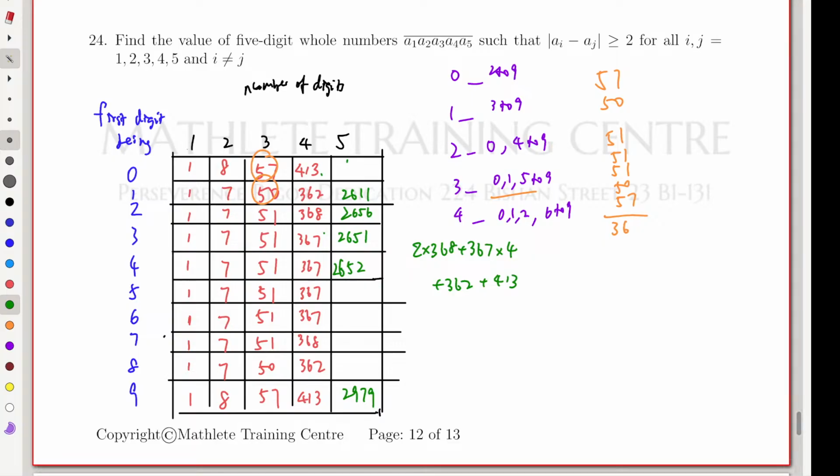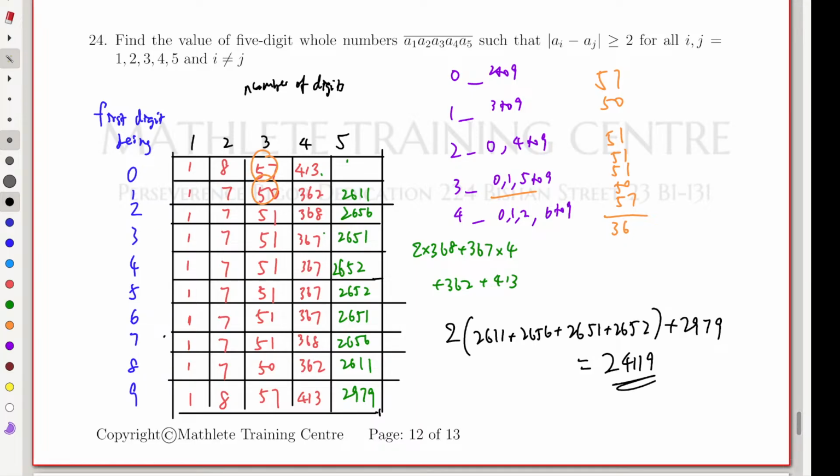Okay, so with that, we can basically have a final answer already. So this is what it looks like. Therefore, the final number of 5-digit numbers is going to be 2 times 2611 plus 2656 plus 2651 plus 2652, then plus another 2979. This is so disgusting. Let me try to calculate that. 2611, 2656, 2651, 2652, then times 2 plus 2979 will give you 24119. And that's the final answer here.